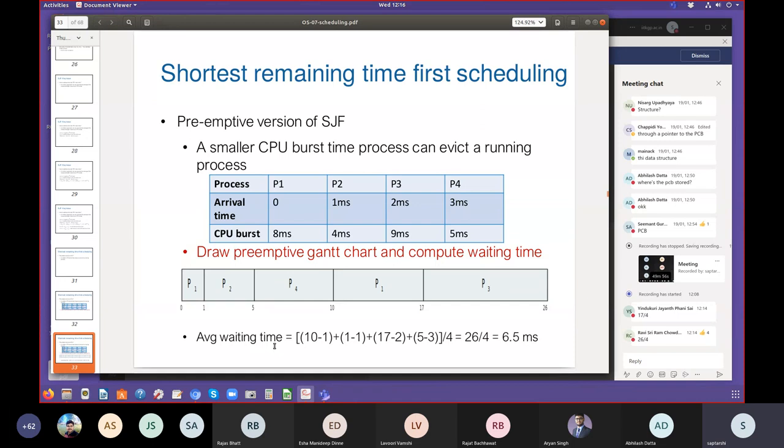See how the waiting time for P1 is computed. Basically P1 is waiting from 1 to 10. So that is what is computed, 10 minus 1.